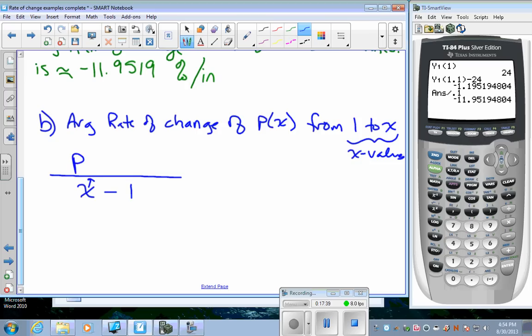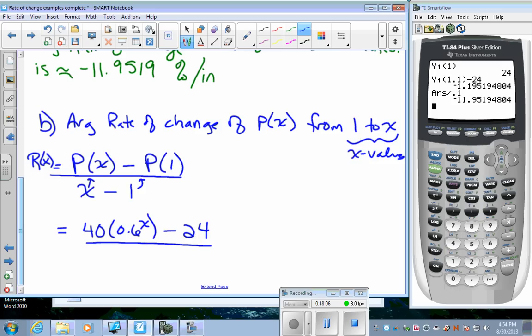Well, that's going to be P of x is the y value that corresponds to x, and the y value that corresponds to 1 is P of 1. So this is what our R is going to look like: P of x minus P of 1 all over x minus 1. Another way that we could write that is we could actually fill in P of x, and we can fill in P of 1. We found that earlier, and we were given that in the problem. It's 24 all over x minus 1.